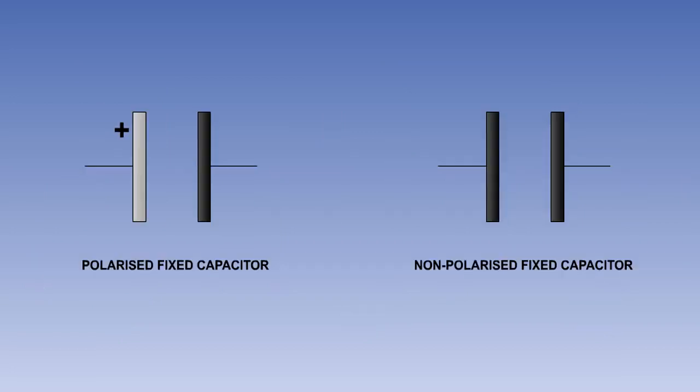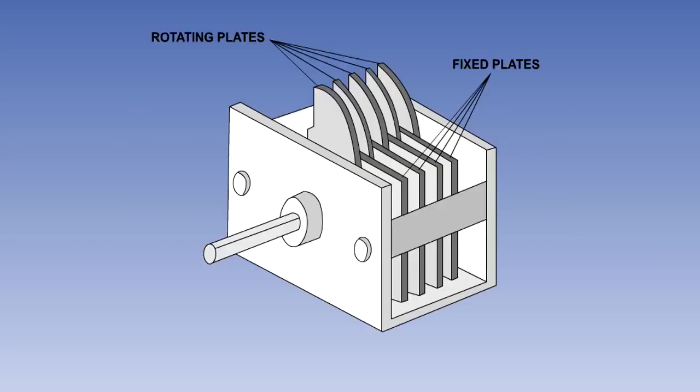These are the circuit symbols for polarized and non-polarized fixed capacitors. Variable capacitors can have their capacitance varied either manually or automatically. A typical variable capacitor has a set of fixed plates and a set of rotating plates, so that the amount of overlap between the plates, and thus the capacitance, can be changed.